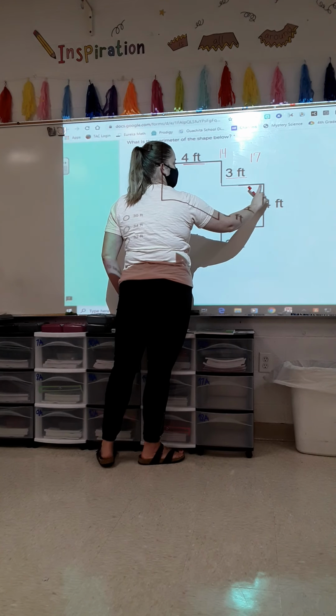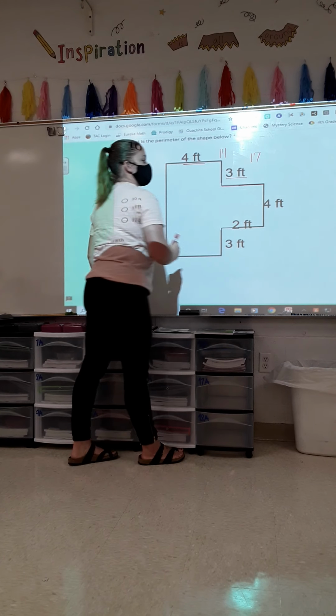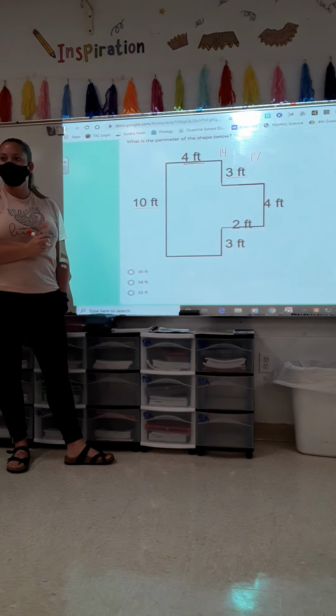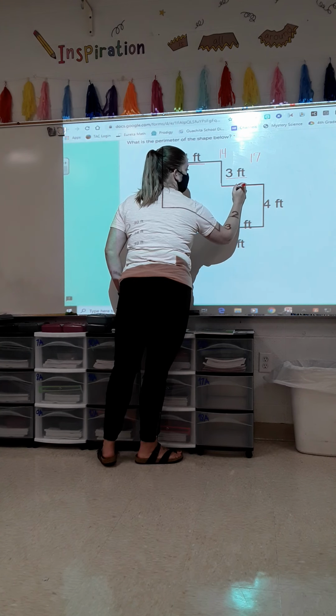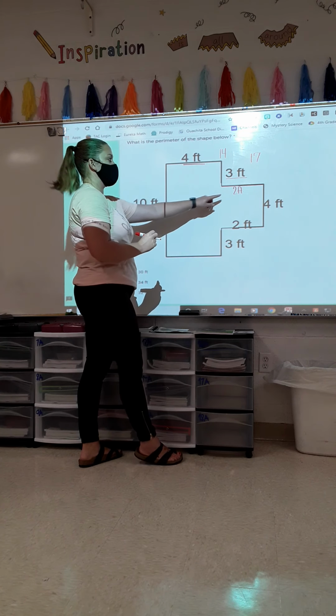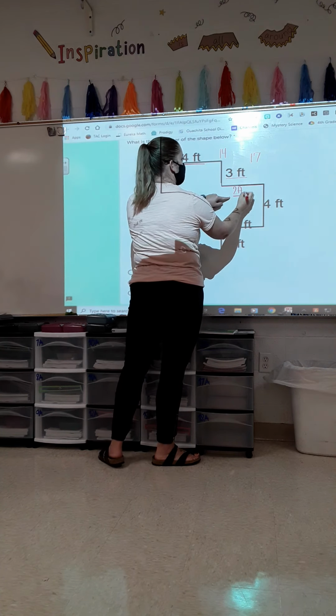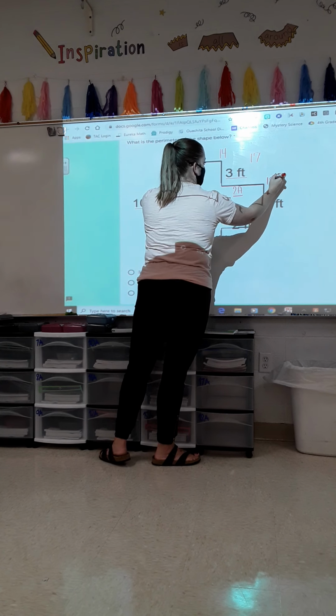What about this side right here? What's the measurement of that side? 2, because the bottom one's 2. Yeah, this is 2, so this also has to be 2. So now I've got to add this 2 to the 17. That gets me 19.